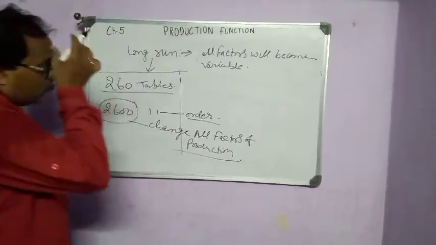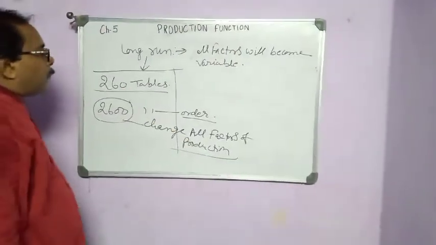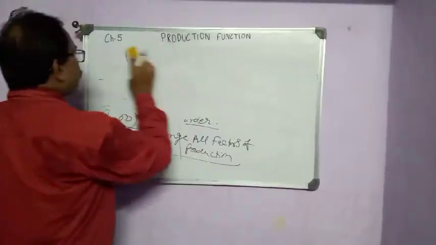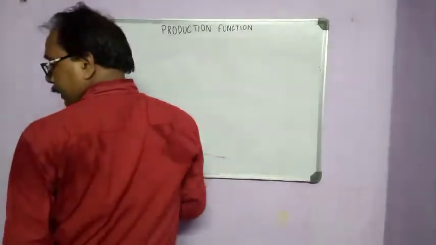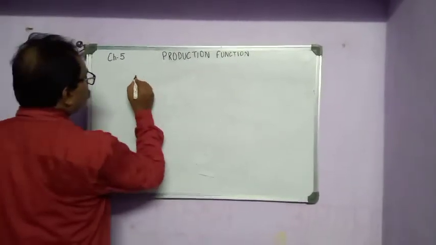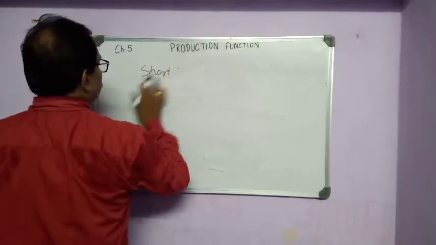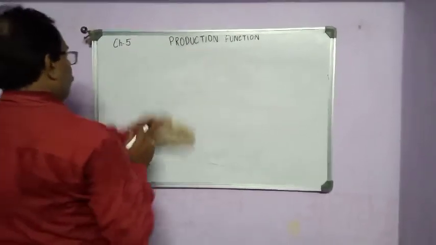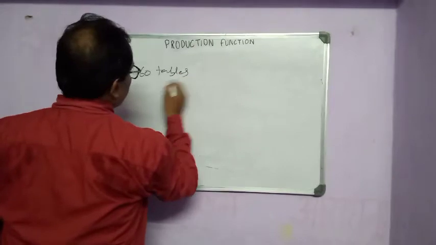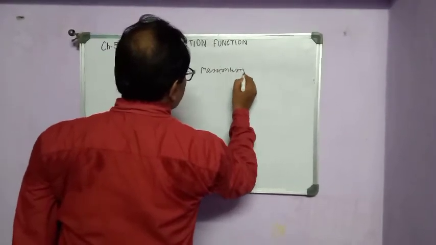Is it clear? So here all the factors of production become variable, and with the help of changing all the factors it can be produced. But in case of short run, what do we find? In case of short run, suppose a firm has the ability to produce 260 tables. This is the maximum ability.